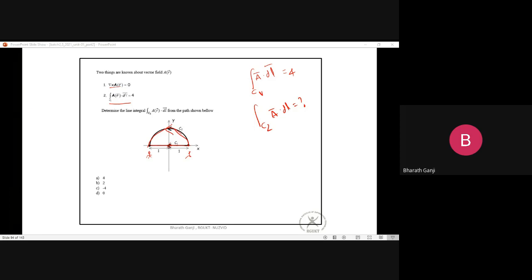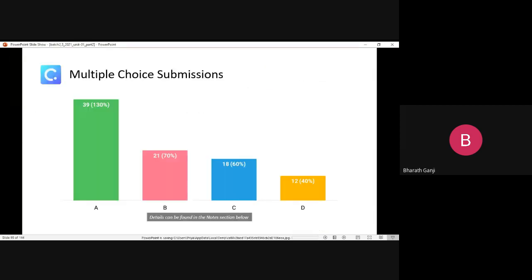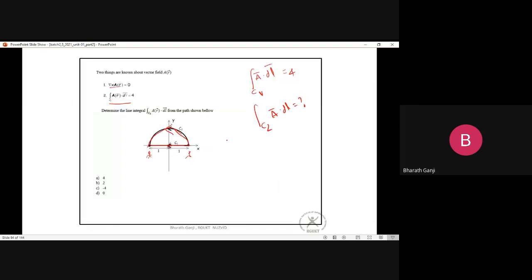All right. I can see that most of the results went with option A. So let us see whether that is the right answer or not.